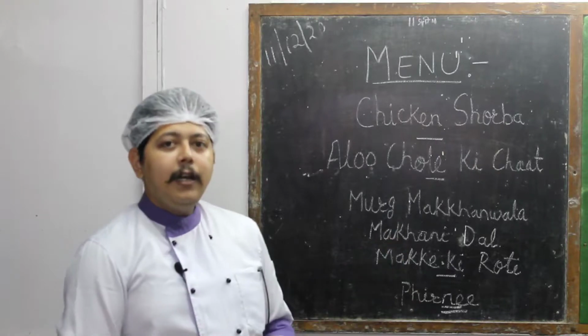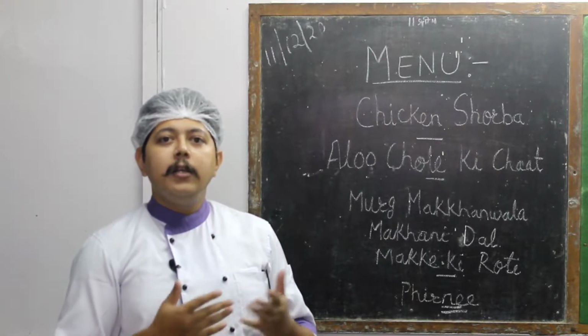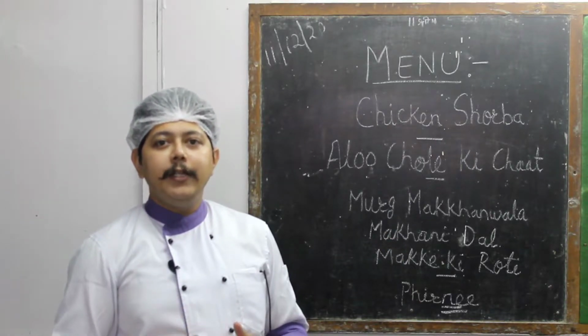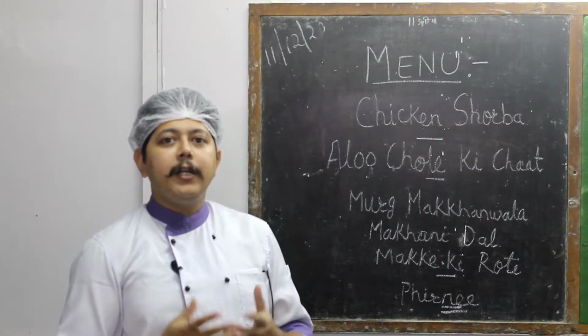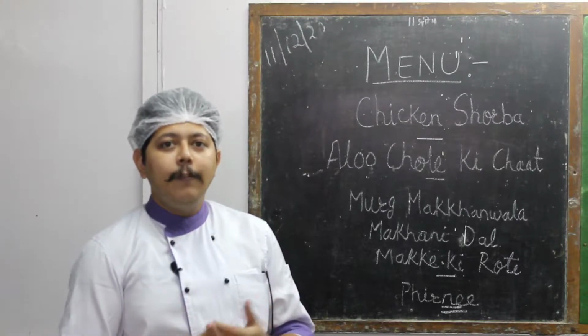We have makhni dal. Makhni dal is also known as maki dal in Punjab. It is made with kidney beans, with urad dal, whole urad dal, and it is finished off with a makhni gravy, which is the basic gravy which we saw.